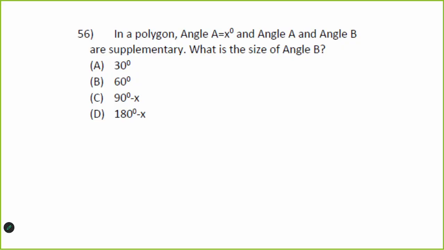In a polygon, angle A is equal to X. Angle A and angle B are supplementary, which means when I add up X degrees plus B, it's going to give me 180. So B is going to be 180 minus X. So it's D is the answer.